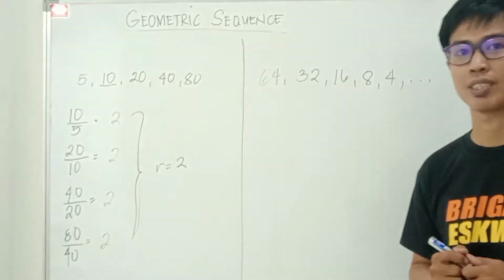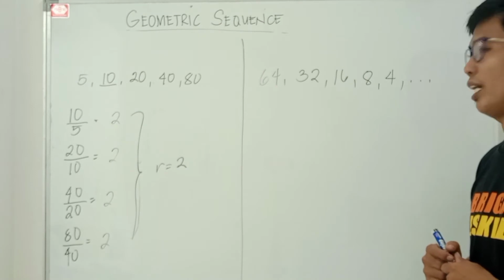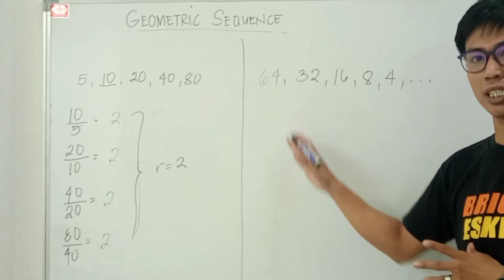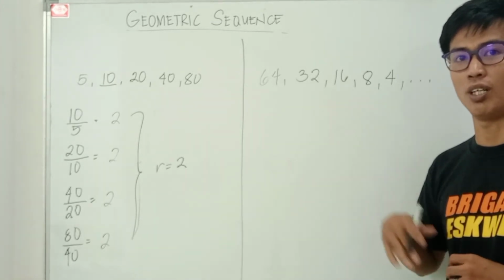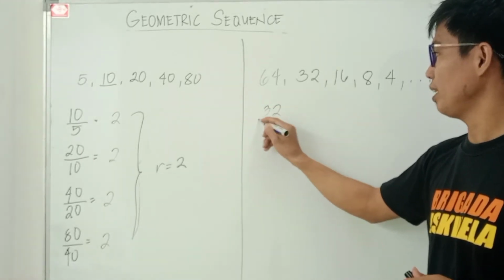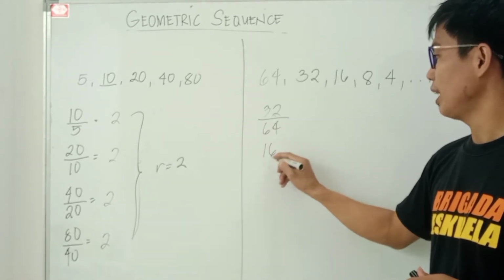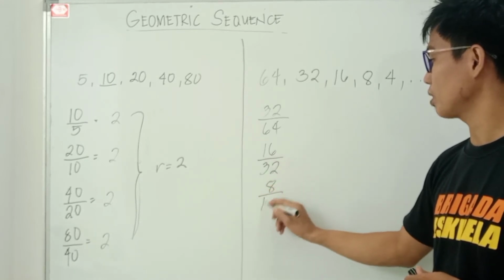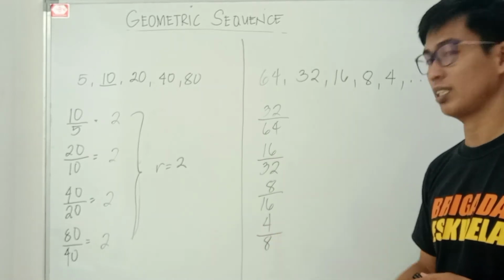Another example, we have here the sequence 64, 32, 16, 8, and 4. So, same procedure kung ano yung ginawa natin sa una, ganito din ang gagawin natin dito. So, let us determine whether this sequence is geometric or not. So, we have here 32, and its previous term is 64. We have here 16, and the previous term is 32. We have here 8, the previous term is 16, and we have 4, and 8 as its previous term.